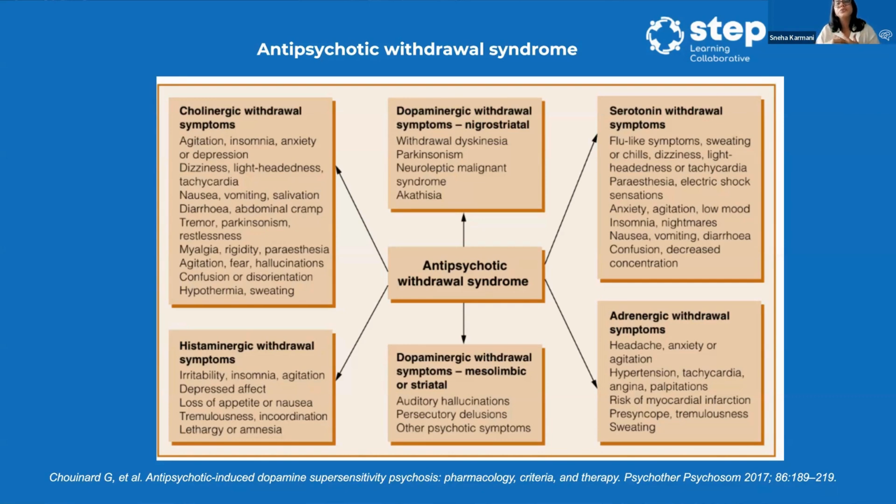With the second generation, you could see serotonin withdrawal symptoms, so flu-like symptoms, paresthesia, shock-like sensations, anxiety, agitation, and a host of other effects. Adrenergic withdrawal symptoms like headache, anxiety, or agitation can be seen. Rise in blood pressure, rise in pulse, palpitations, cardiovascular side effects. These could be seen. I've just listed all of these for future referral.